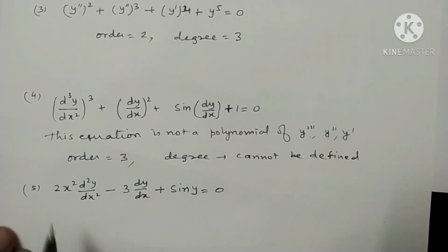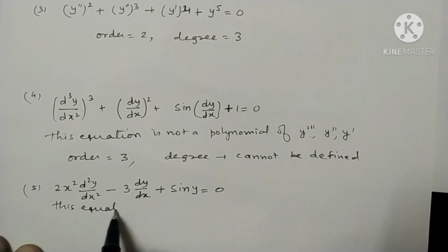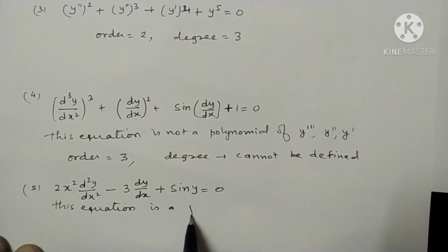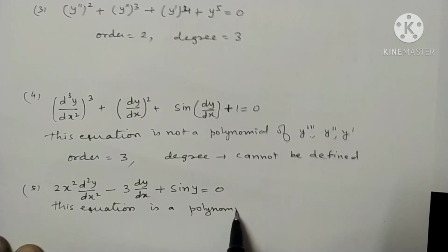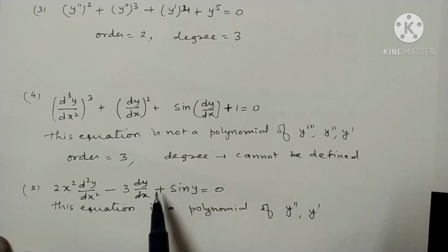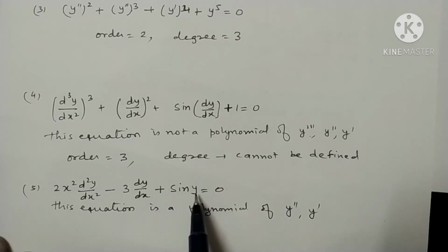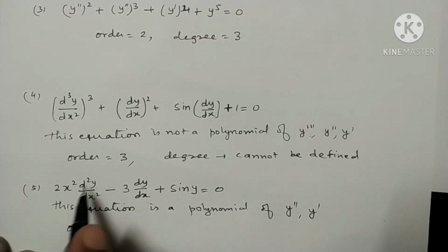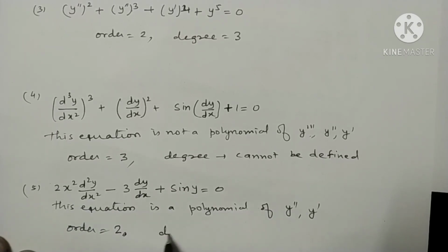Next question is 2x square d square y by dx square minus 3 dy/dx plus sine y. This equation is a polynomial of y double dash and y dash. Look here, we should not have a problem with sine y. Y may be a function of anything else, but y double dash and y dash should not be functions of anything else. So order means the highest derivative is 2. True, we can write 2. And here degree means the power of this is 1. So we write degree is 1.